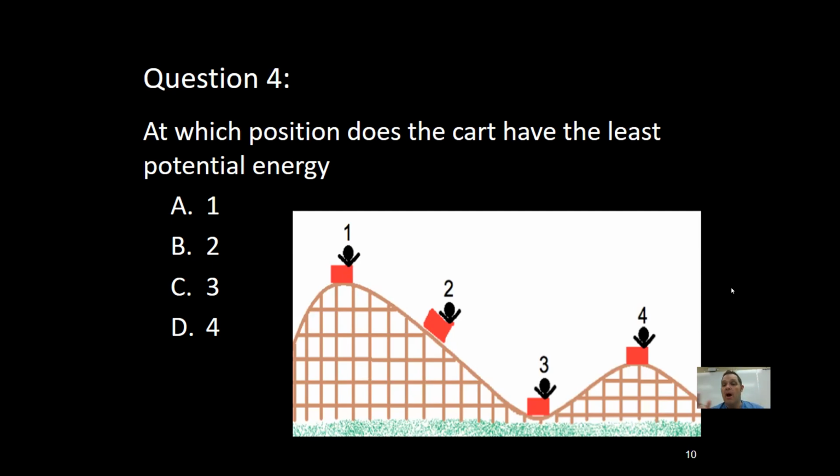Now, once we know that one, this question becomes quite easy. Which one has the least potential energy? Well, it's not the last one, because it's still higher than number 3. Number 3 is the closest to the ground, so it has the least potential energy. So the answer here is C.